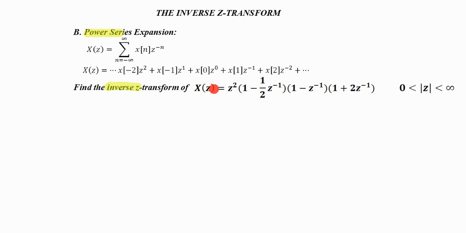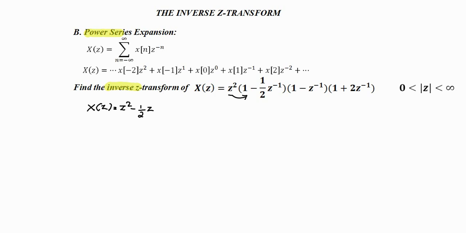So here x of z is given as z squared into (1 minus 1 by 2 into z raised to minus 1) into (1 minus z raised to minus 1) into (1 plus 2 z raised to minus 1). First we need to expand this equation. So you can write x of z is equal to, you can multiply this z first, taking z into this bracket. So you can write z squared minus 1 by 2 into z.